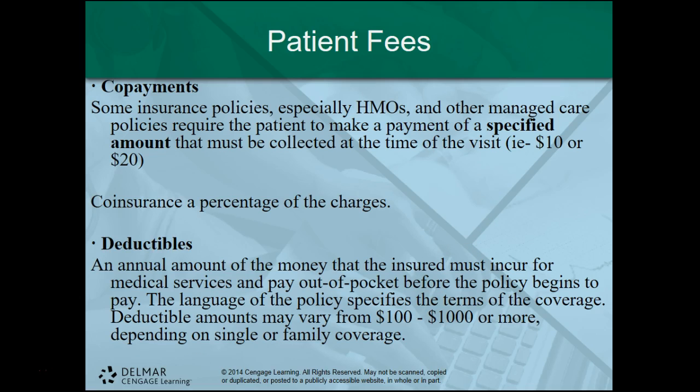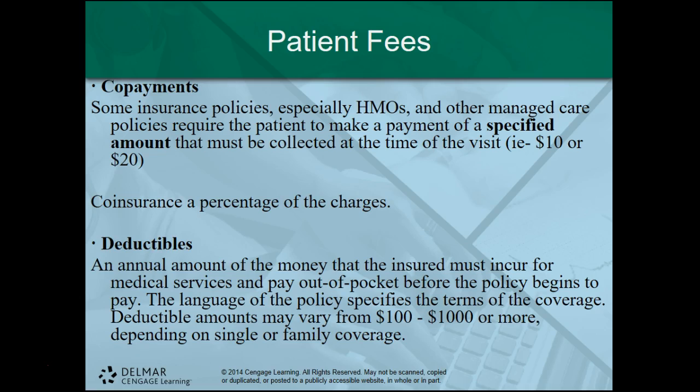Some other things that are going to factor into patient fees are co-payments. We've talked about this previously when we were working on our insurance math chapter. Some insurance policies, especially HMOs and other managed care policies, will require the patient to make a payment of a specified amount. That payment must be collected at the time of the visit. For example, $10 or $20 is usually a copay amount, although a lot of times nowadays the insurance copays are getting higher. My one copay is $40 for a regular office visit, and I think $65 or $55 maybe for a specialty office visit, whereas for a very long time copays were $20 and $35. So be mindful that those copay amounts may have been lower in previous years, and now, thanks to the health insurance exchange, are becoming increasingly higher.